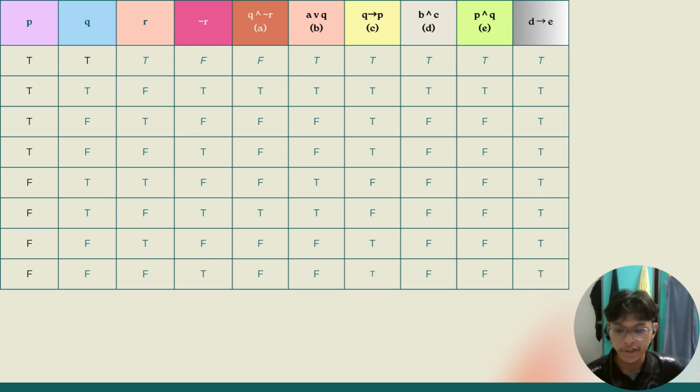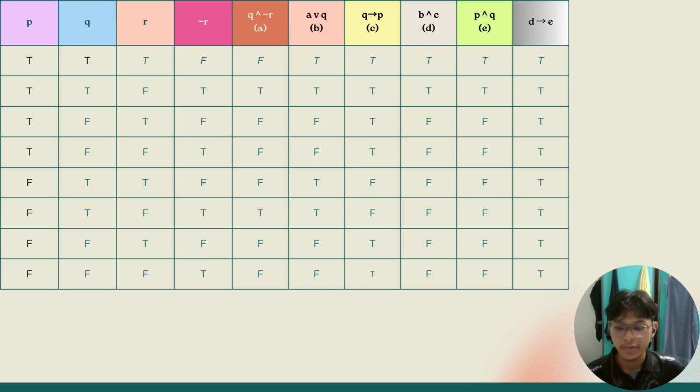Next, we will solve B and C and name it D. The output values are TT, FF, FF, and FF. Then we will solve P and Q and name it E. The output values are TT, FF, FF, and FF.